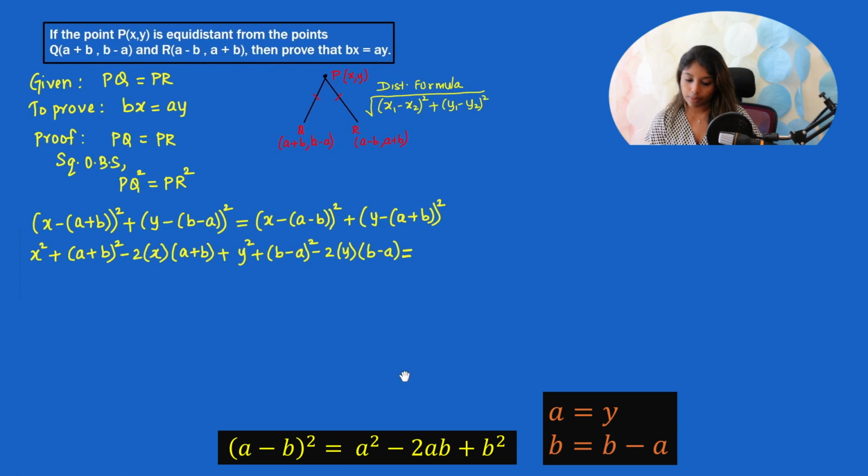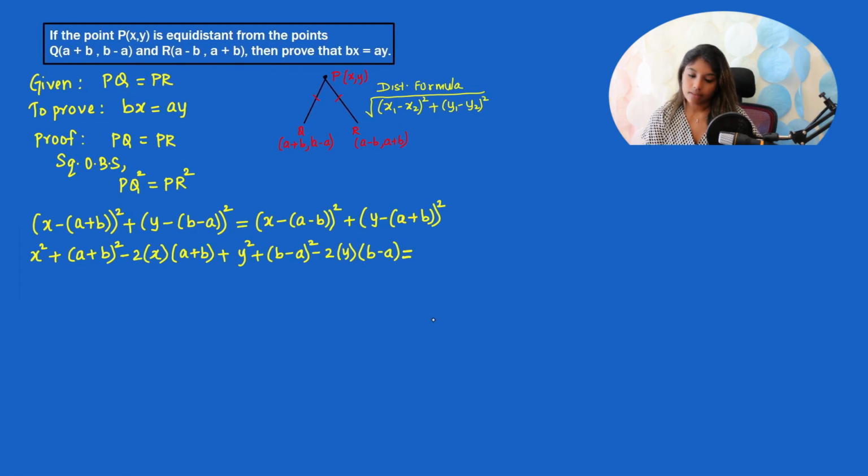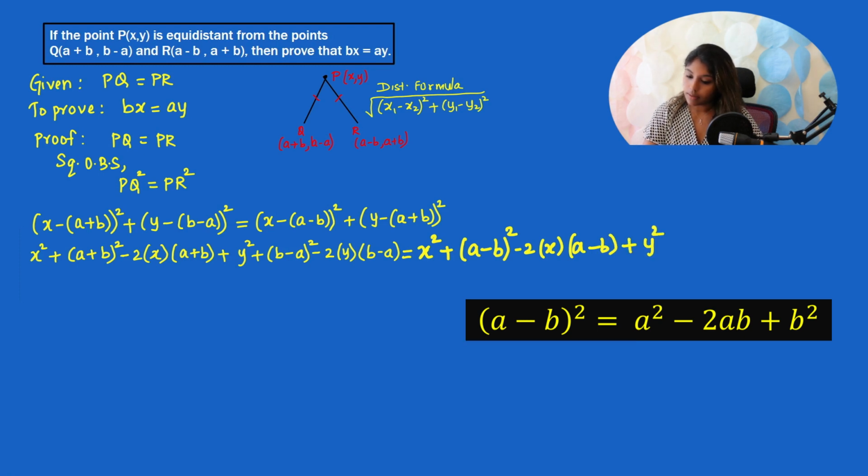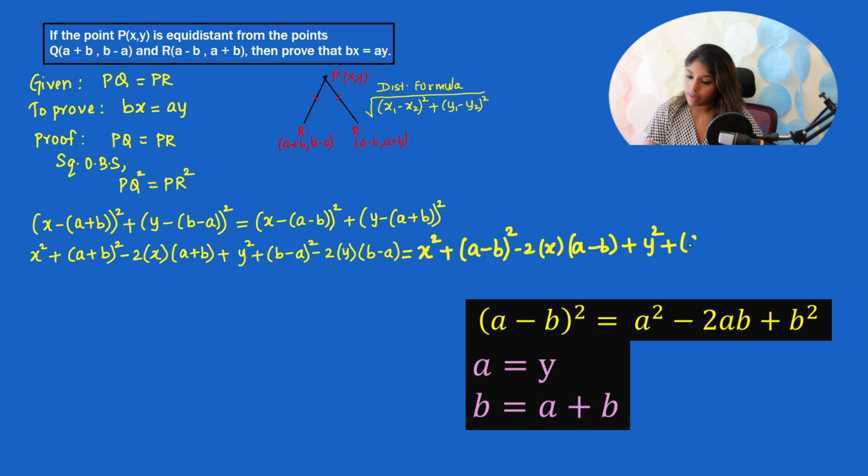Similarly, we have to open up the right hand side. So what happens? a² is x², plus (a − b) the whole squared, minus 2 times a times b. Same way, do it for the second part, which is y² plus (a + b) the whole squared, minus 2 times a times b.